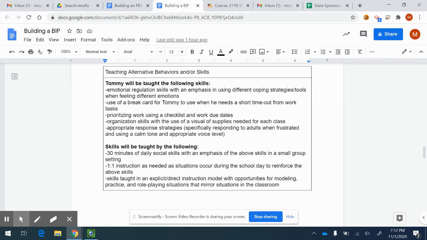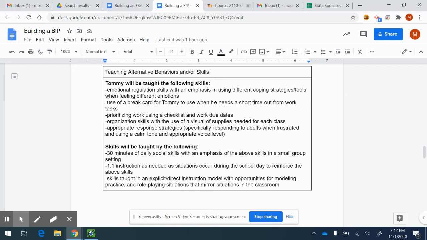The use of a break card for Tommy when he needs a short timeout from work tasks. So usually when he needs a timeout, he's frustrated. What we know about Tommy's communication is the more frustrated he gets, the more he stutters, and the harder it is for him to say what he needs or what he means. So using a break card can eliminate the language for him and eliminate some of that frustration.